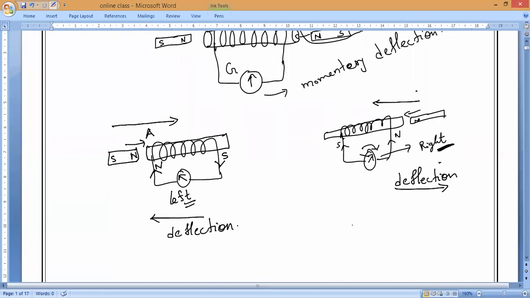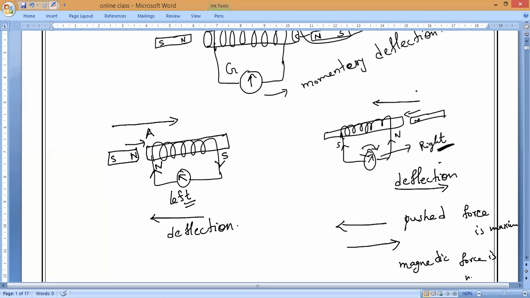Whatever direction the north pole is going inside, the deflection will be opposite to that. If it is pushed in, then the deflection is in this direction. And also remember, when we push in, the magnetic force is maximum. And when it is pulled out, the magnetic force is minimum. Understand, the magnetic force is minimum when we pull out.